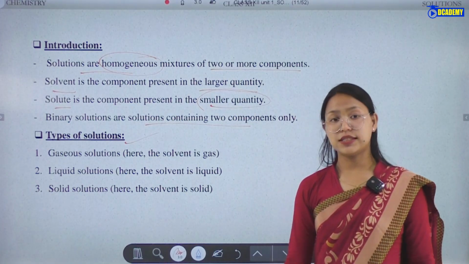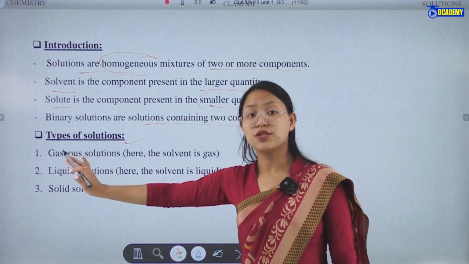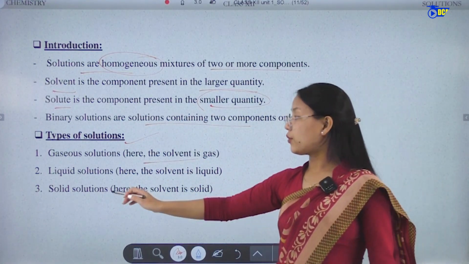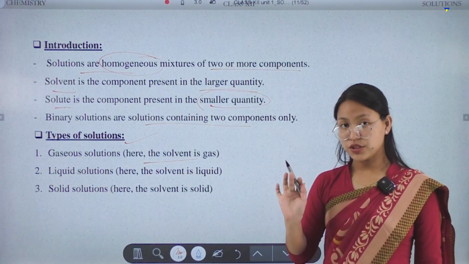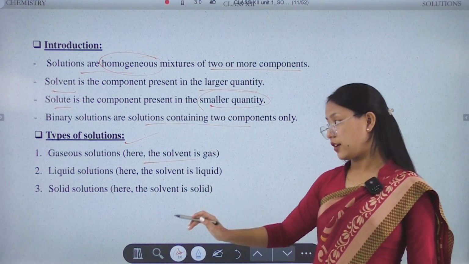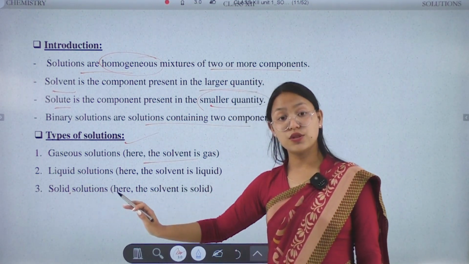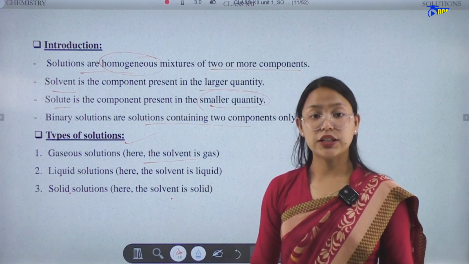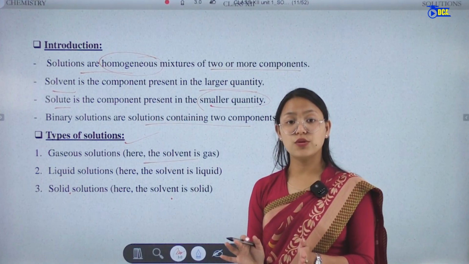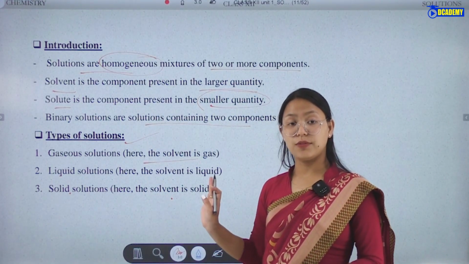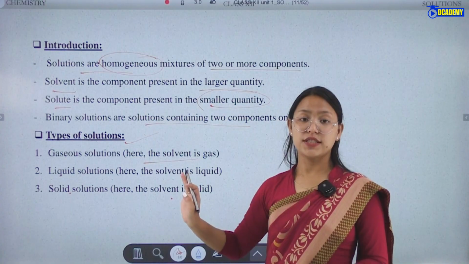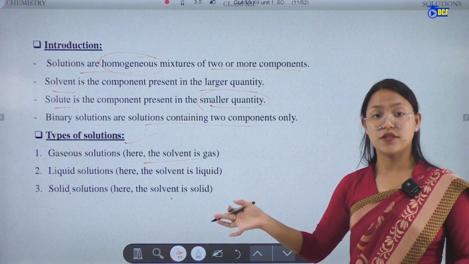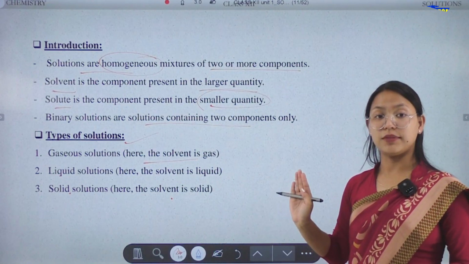Then types of solutions. First is the gaseous solution, where the solvent is gas. Liquid solution, where the solvent is liquid. And the solid solution, where the solvent is solid. Can you get it here? Gaseous solutions are those where the solvent is gas, liquid solutions are those where the solvent is liquid, and solid solutions are those where the solvent is solid.